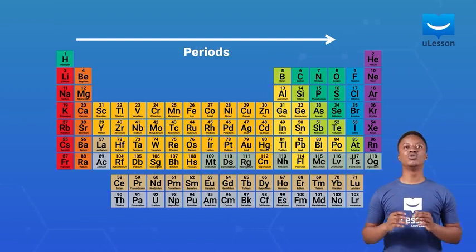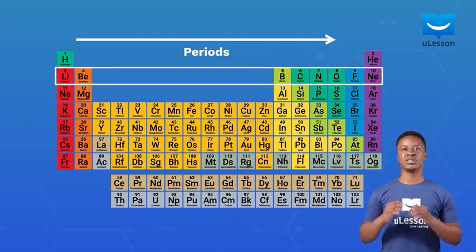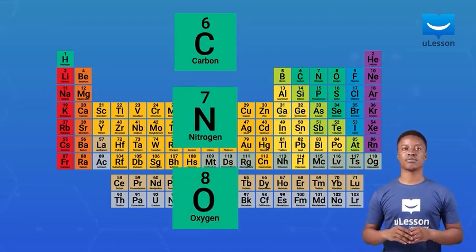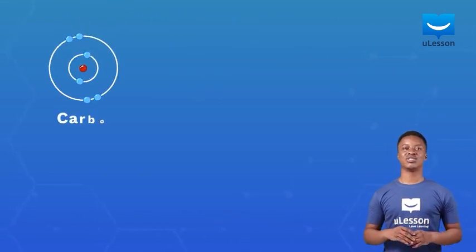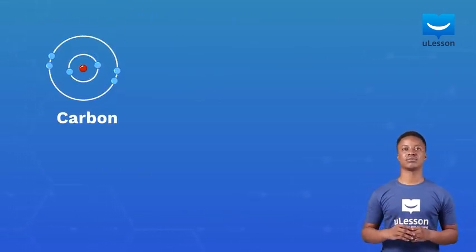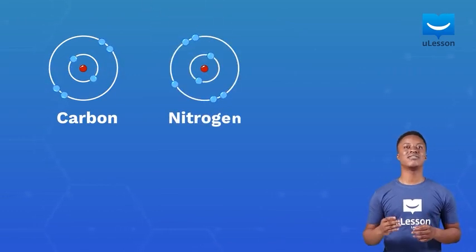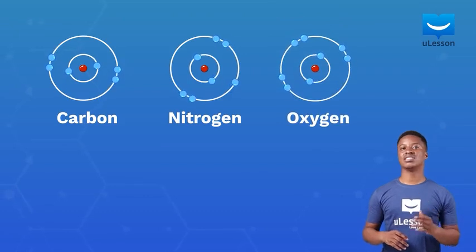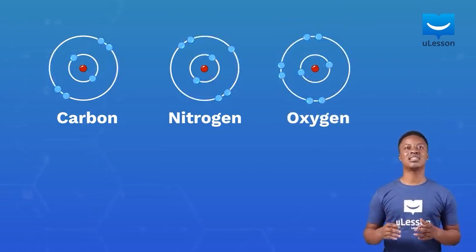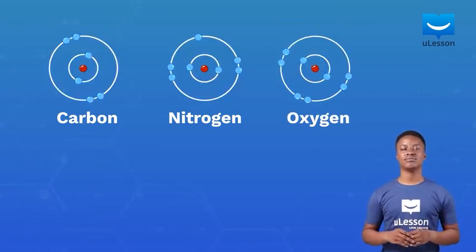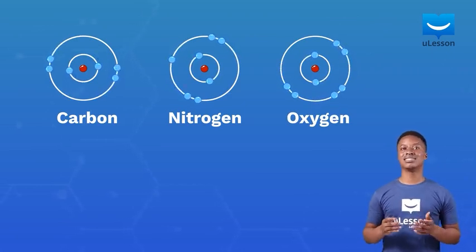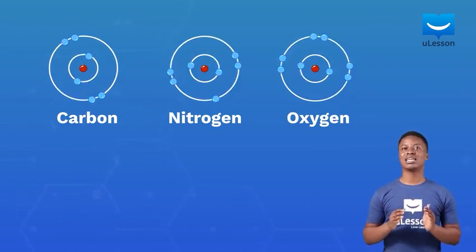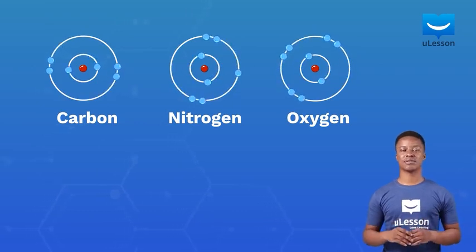To do this, we will use some elements in the second period of the periodic table, particularly carbon, nitrogen, and oxygen. Carbon has 6 electrons, so its shell diagram looks this way. Nitrogen has 7 electrons, so its shell diagram looks this way. While oxygen has 8 electrons, so its shell diagram looks this way. The trend of atomic size in this case is not as obvious as with the group trend. However, a simple analogy will enable you understand this better.